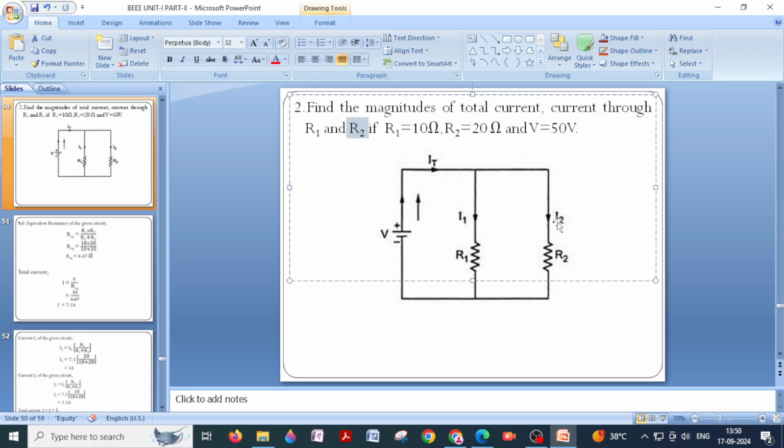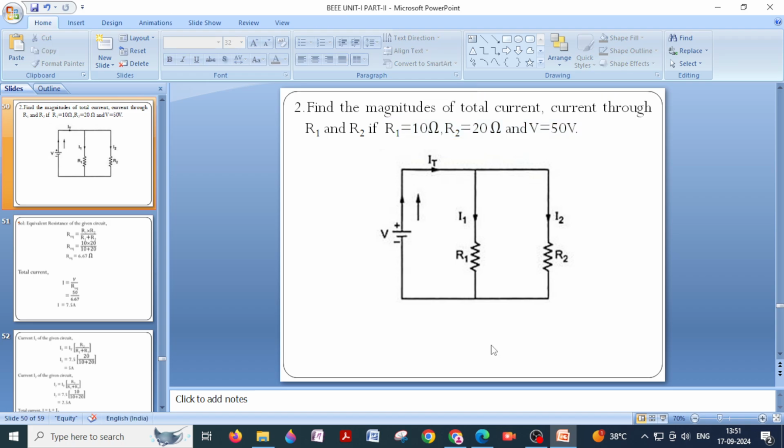So we have to determine IT, I1, I2, and the data given to determine them is: R1 is 10 ohms, R2 is 20 ohms, V is 50 volts. By looking at this diagram, it is understood that resistances R1 and R2 are both connected in parallel. So the total current that is reaching this node will divide into I1 and I2. So IT is equal to I1 plus I2.